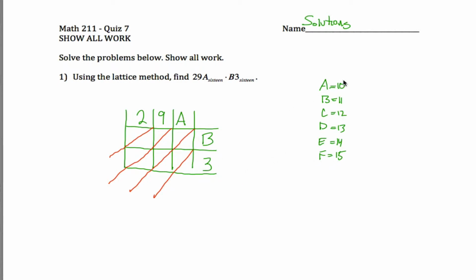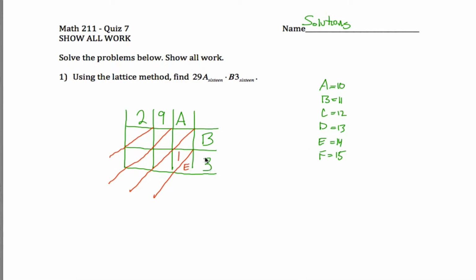So A times 3, well, A is 10. So 10 times 3, what I'll write in this square is 30. But I won't write 3, 0, because I have to account for the fact that I'm in base 16. So in base 16, the way you get 30 is one group of 16 and then 14 more singles. Now 14 I write with the letter E.